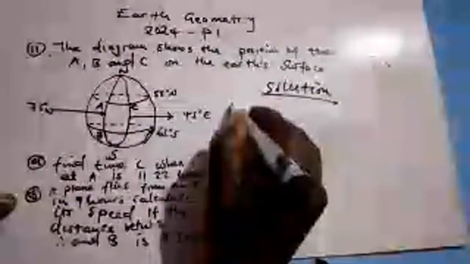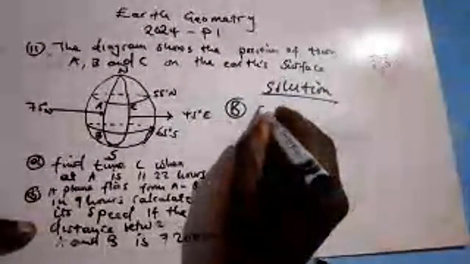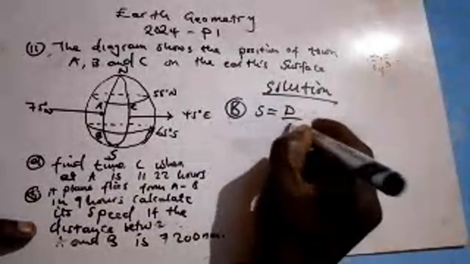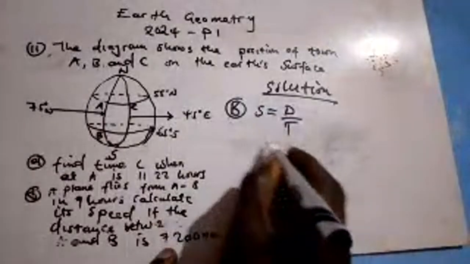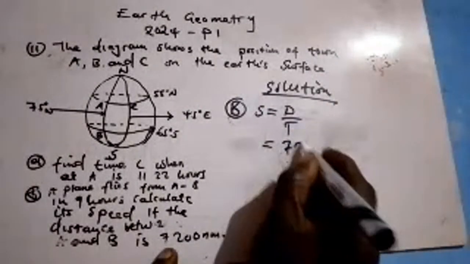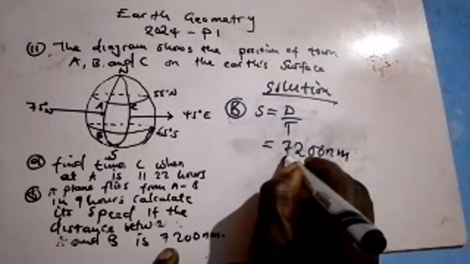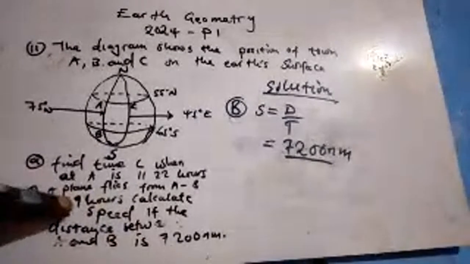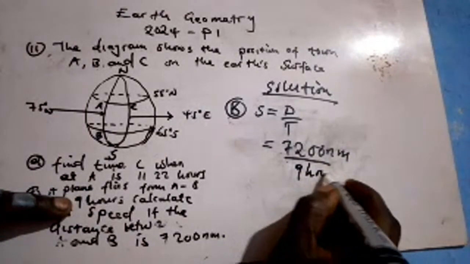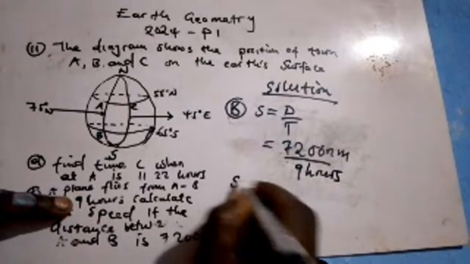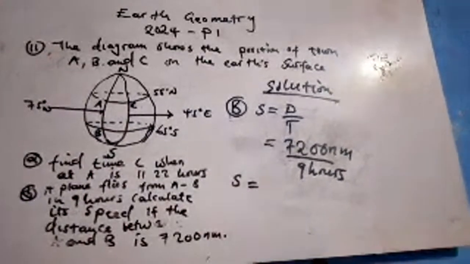Okay, so for the solution, we have to find the speed. We all know that speed is equal to distance divided by time. Here the distance is 7,200 nautical miles, and we have the 9 hours which we have been given here. So speed equals 7,200 divided by 9.